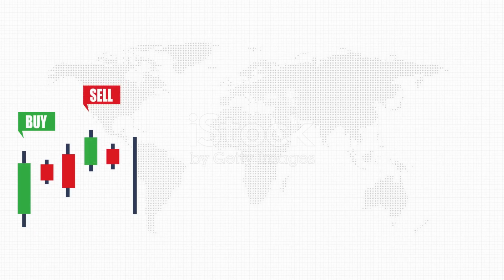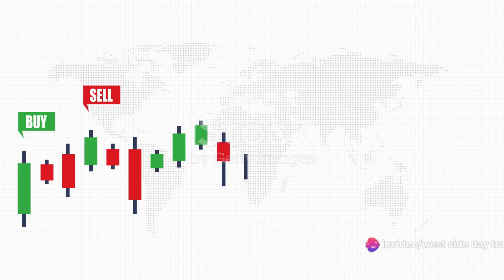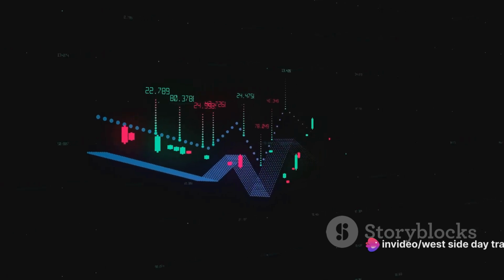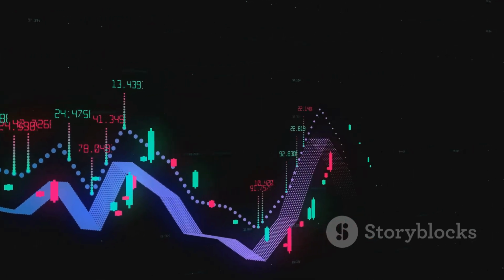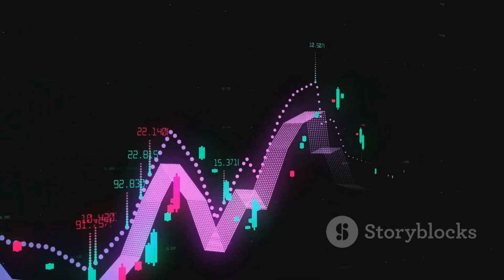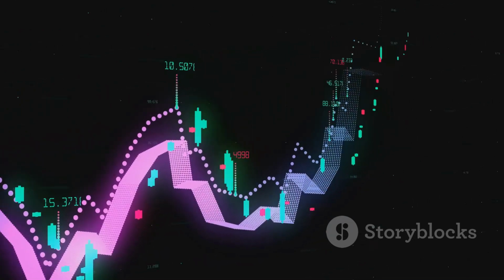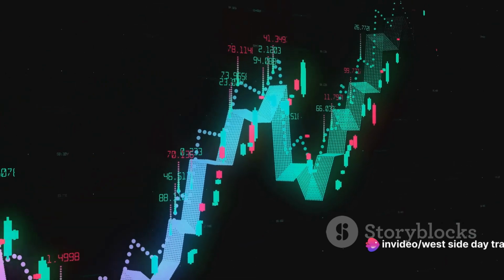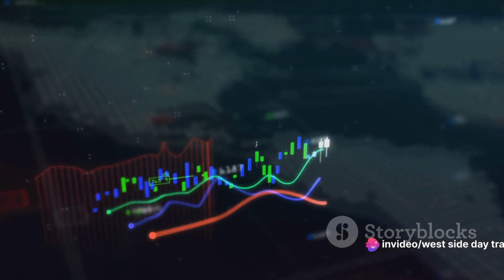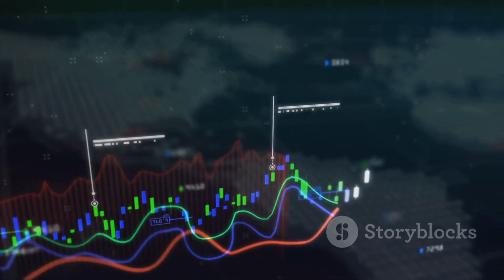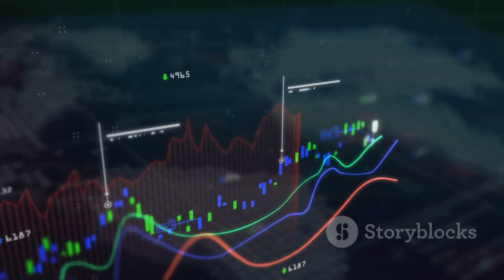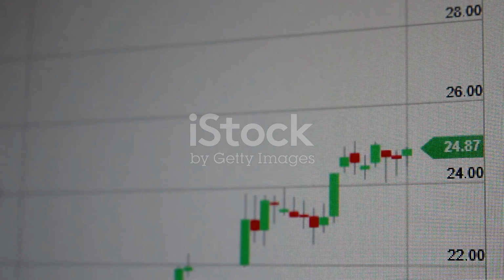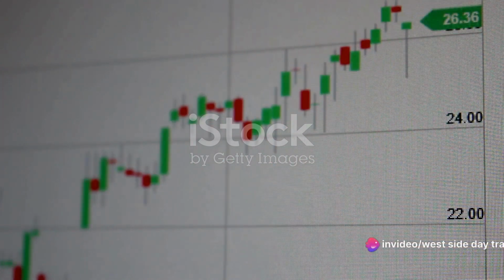Supply and demand zones are essentially the areas on a chart where the price of a security tends to change direction. These zones are formed due to the basic economic principles of supply and demand. When demand for a security increases, the price rises until it reaches a point where sellers become more willing to sell, creating a supply zone. Conversely, when supply exceeds demand, the price falls until it reaches a level where buyers become more willing to buy, forming a demand zone.